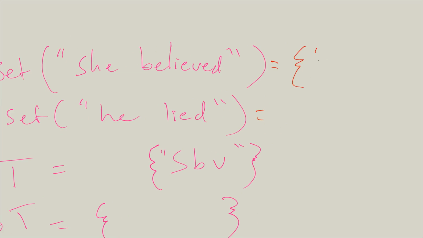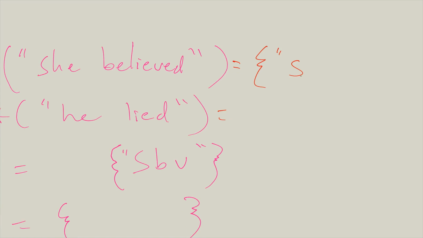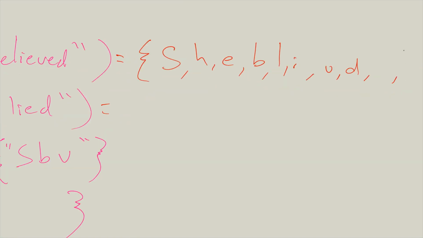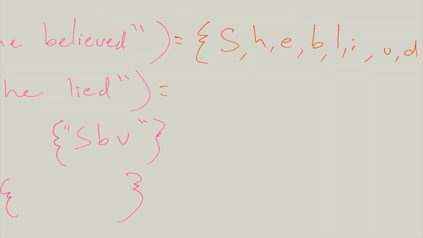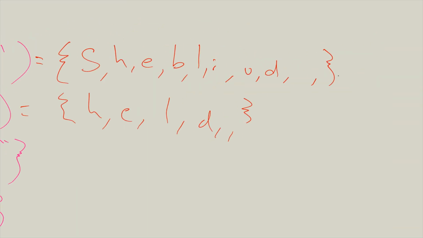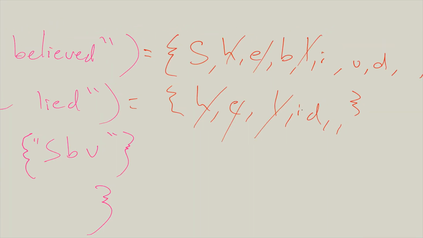Okay, so this one, if we write this out as a set, then we have S, H, E, B, L, I, V, D, and a space. This one we would have H, E, L, D and a space. Now, if we were to cross out the ones they had in common, we'd go bang, bang, bang. Wait, is there an I in the bottom one? Yeah, there is. My bad.